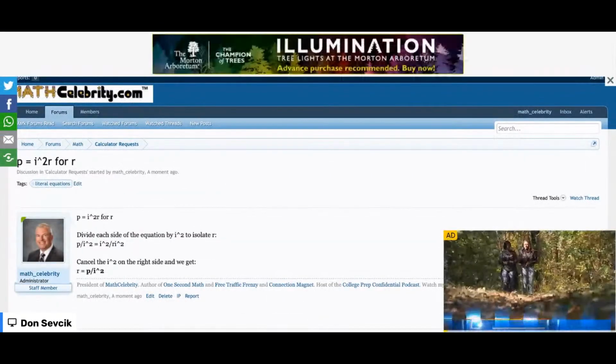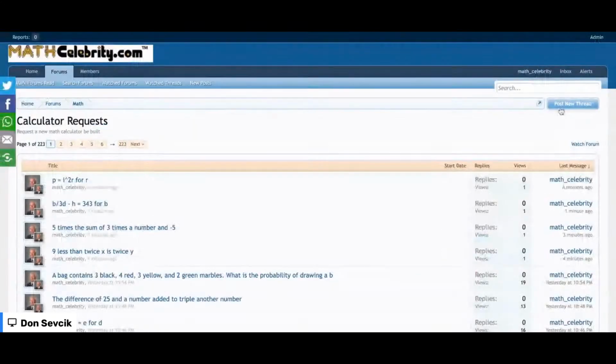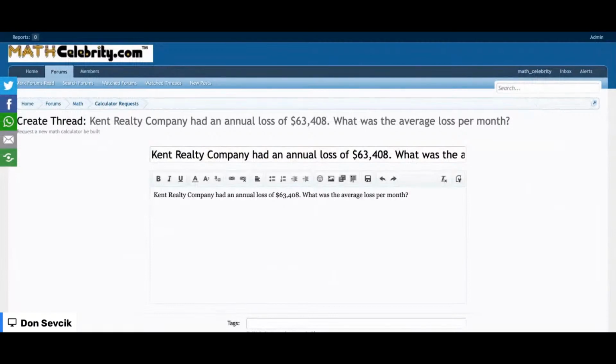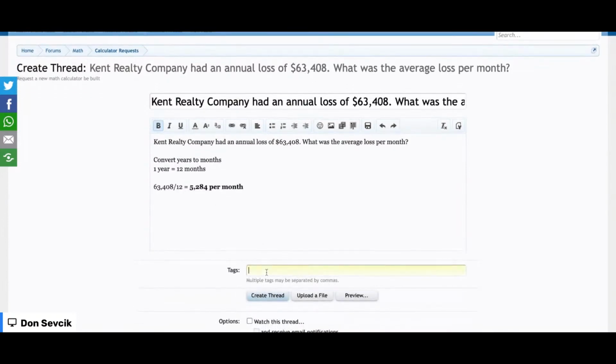Okay, let's jump around a bit and switch it up. The Kent Realty Company had an annual loss of 63,408. What was the average loss per month? So 1 year equals 12 months. Convert years to months. 63,408 divided by 12 equals, let's check this math, 5284 per month. If we lose 63,408 in a year, there are 12 months in a year. We want to convert this to a monthly loss, and that is how we get it. So we just had a quotient, conversions. We're done.